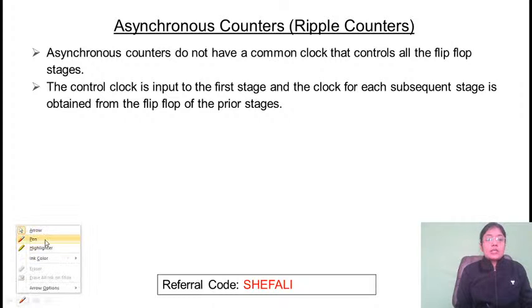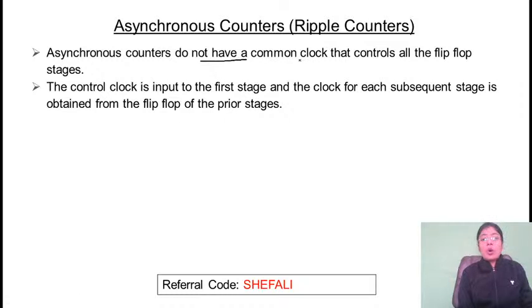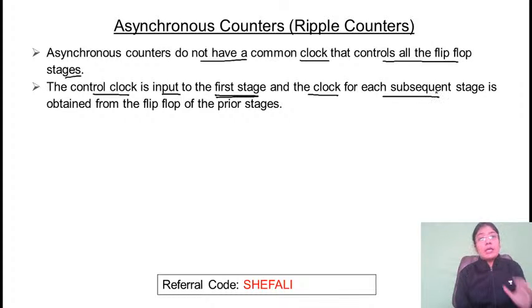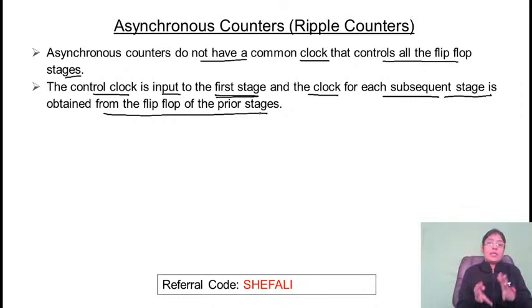So asynchronous counters do not have a common clock that controls all the flip-flop stages. The control clock is input to the first stage, सिर्फ first stage पे आपके पास control clock as input आएगी, and the clock for the subsequent stages is obtained from the flip flop of the prior stages. Means पहली वाली stages की जो भी output होगी that will be behaving as the input for the subsequent stages of the asynchronous counter.